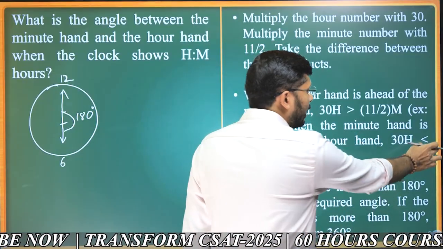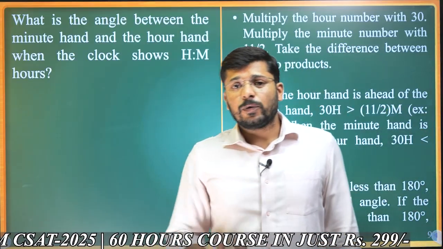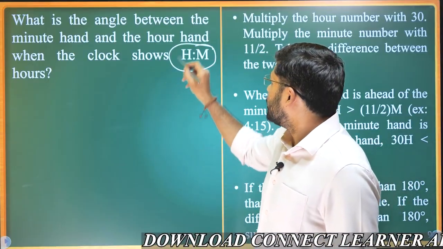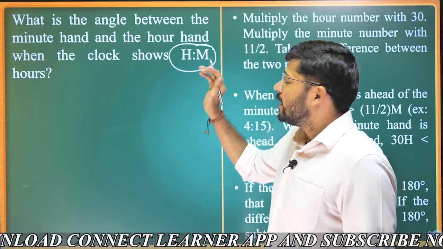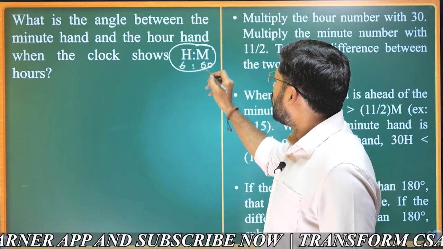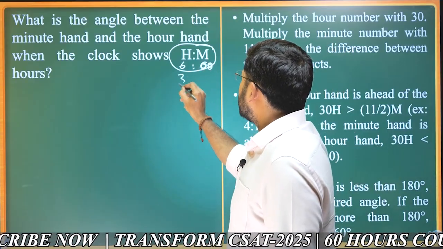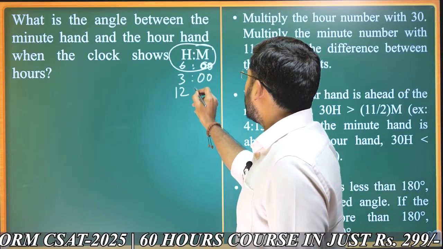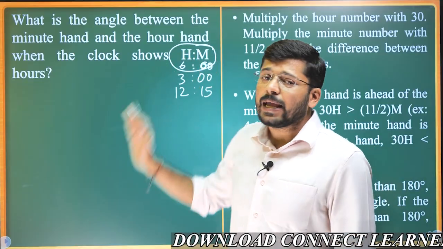Okay. Now there is a ready available method to find out the angle between hour hand and minute hand at any given time. Take this HM as a formula. Whatever the time be, H is to M, that is at 6 o'clock H would be 6 and M would be 0, because how do you write 6 o'clock? 6:00, right? Yes. At 3 o'clock H would be 3 and M would be 0. At 12:15 H would be 12 and M would be 15. That way H is to M, that is H hours and M minutes.